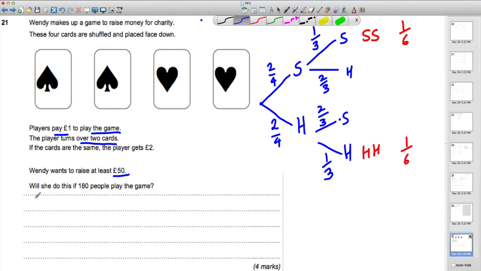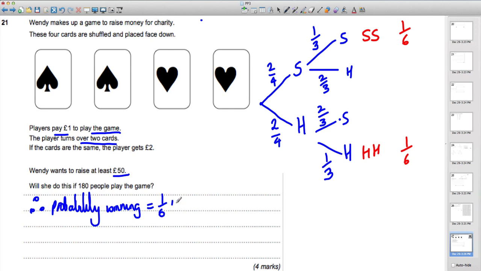Therefore, the probability of winning must be a sixth plus a sixth, which is a third, right? Okay, so your chances of winning are a third.